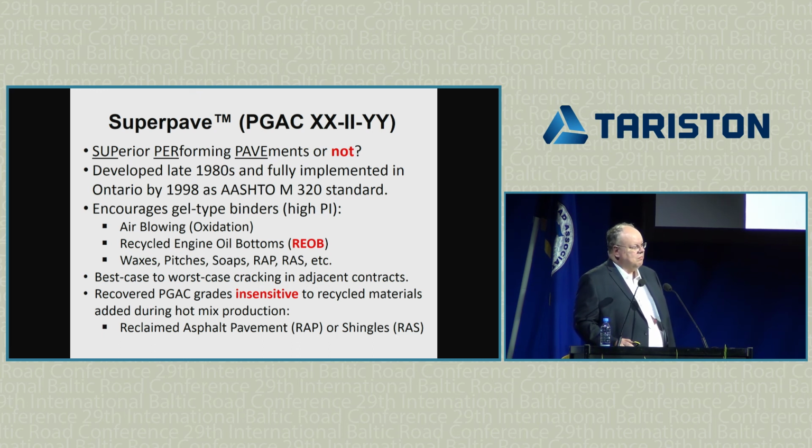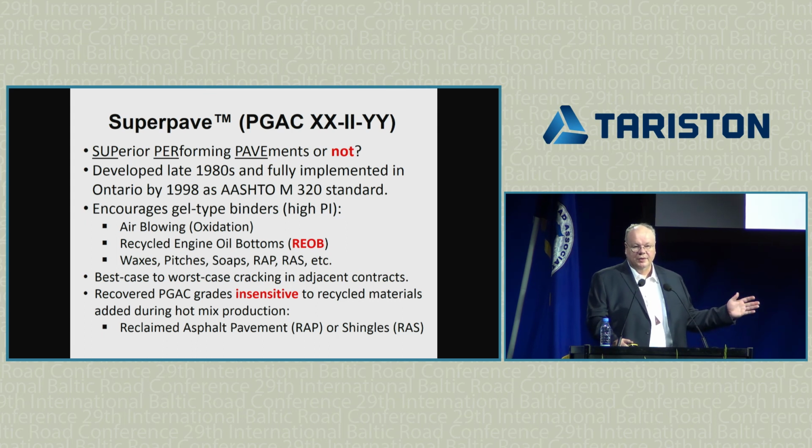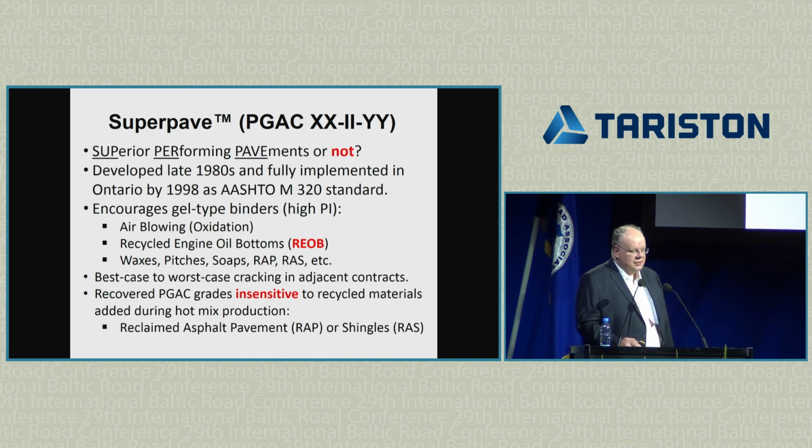Waxes, pitches, soaps, recycled asphalt pavement, recycled asphalt shingles, it all goes into the asphalt. And lo and behold, SuperPave rewards it. So that leads to best case to worst case performance in adjacent contracts. Sometimes we have 20 kilometers of road that doesn't show any cracks, right next to it another 20 kilometers of road that cracks in the first 2-3 winters. So that has been frustrating, difficult, and an arduous process to get improved specifications implemented, but we're getting there.